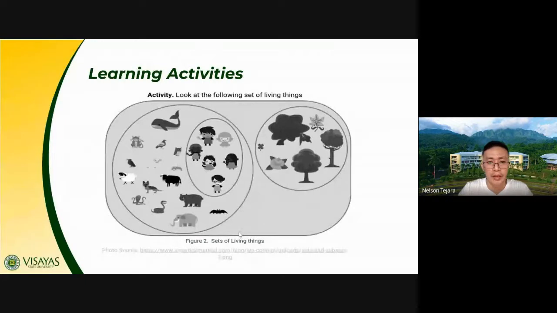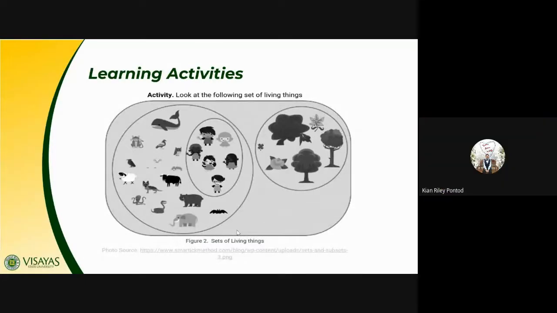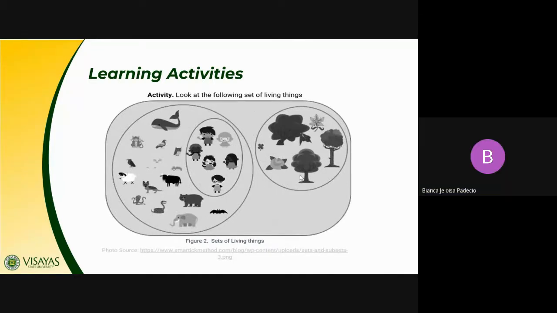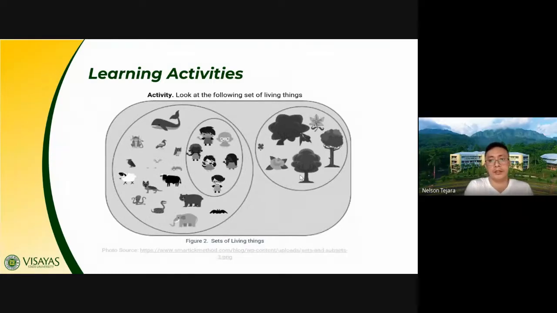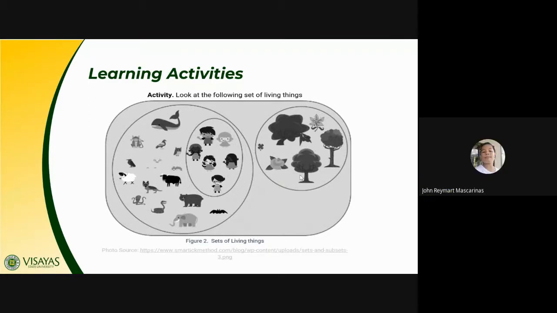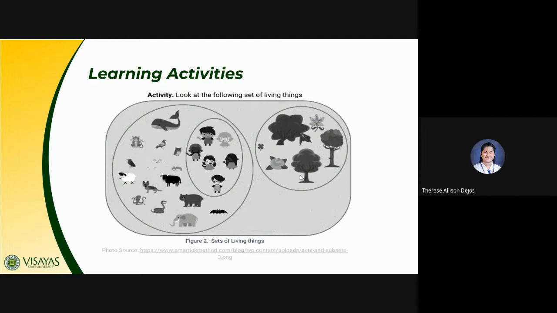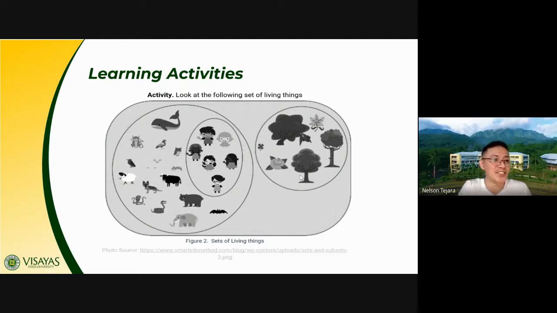How many groups do we have in this picture? 3. We have 3, sir. Okay, so we have 3. Are there only 3? Yes, sir. Who says, class, that there are 4?